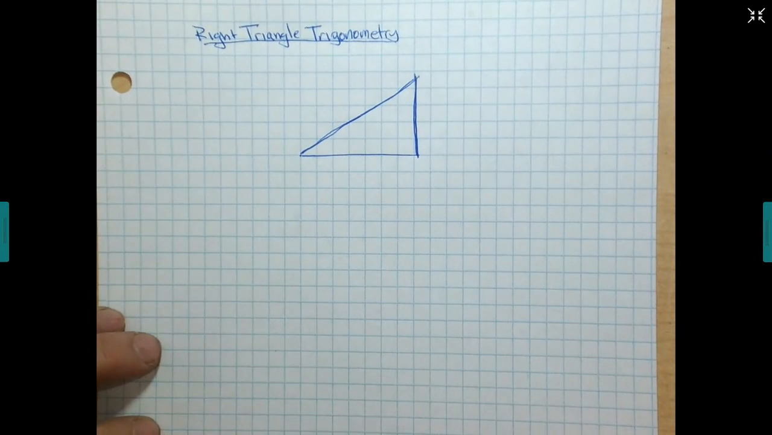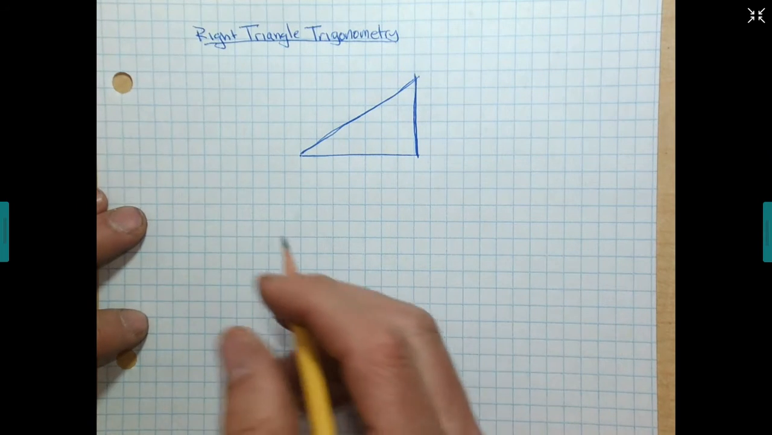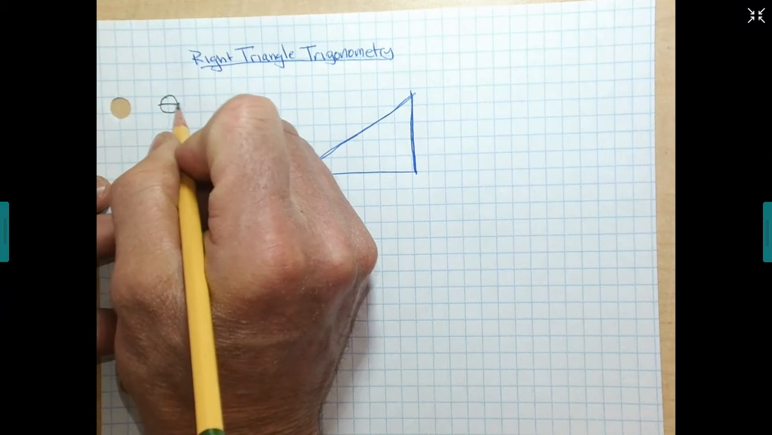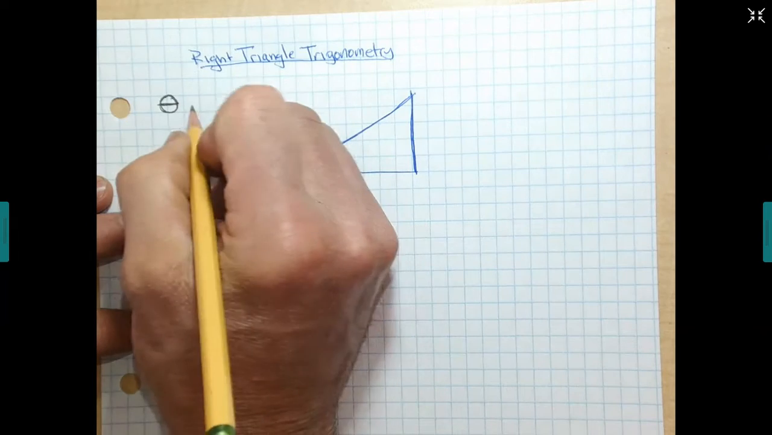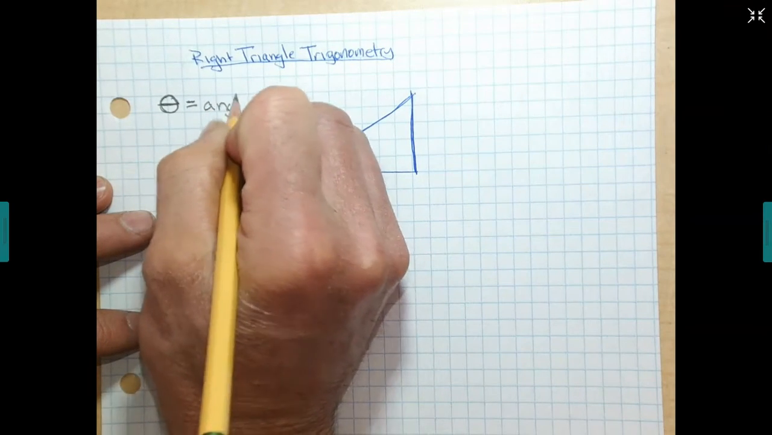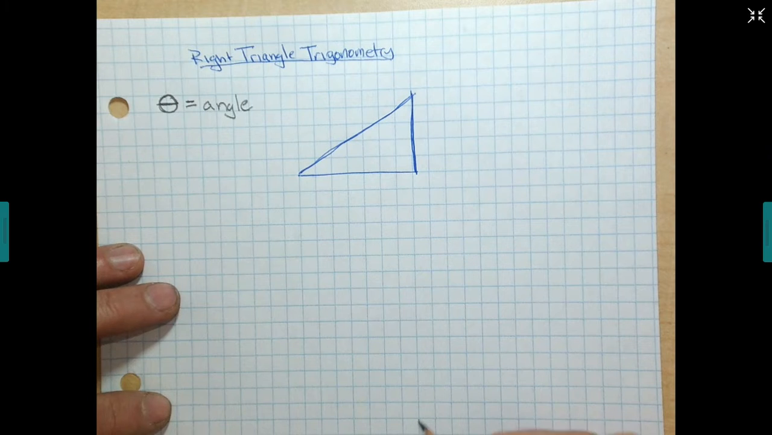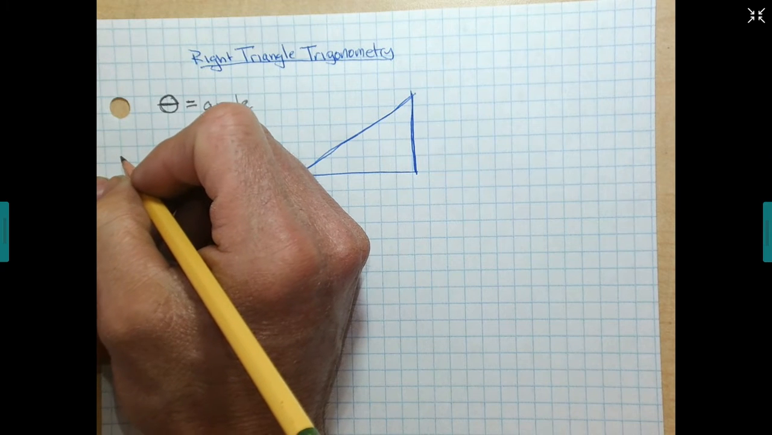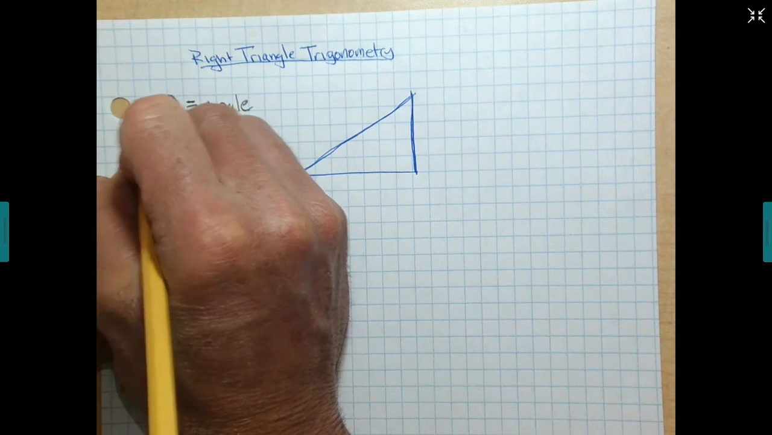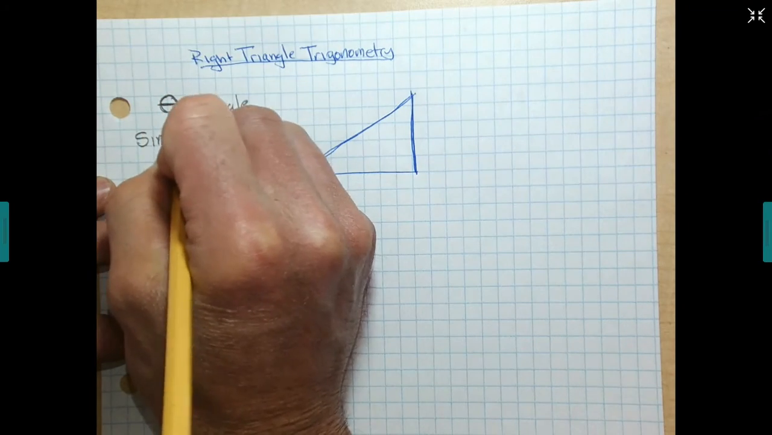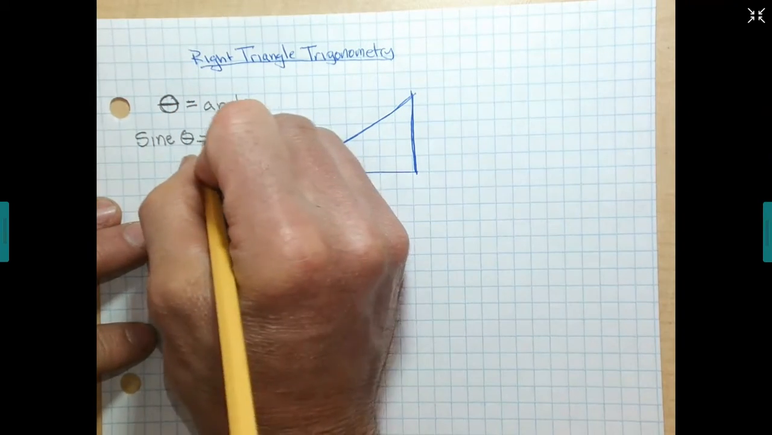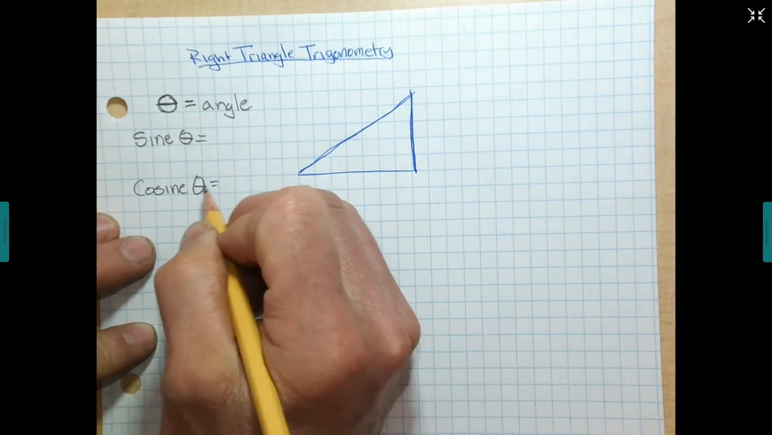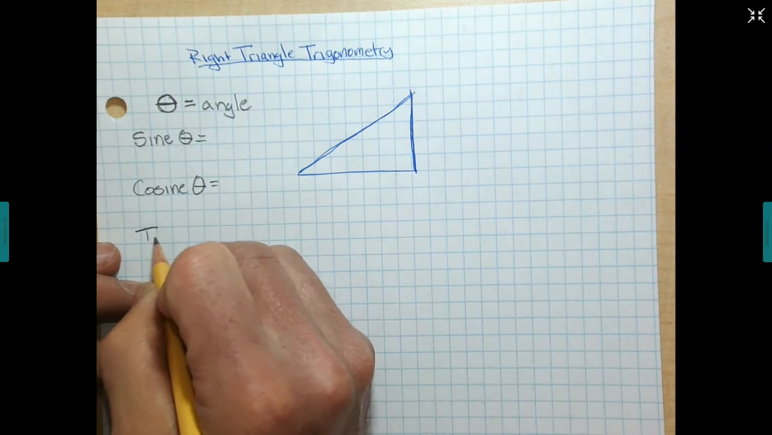The first thing we're going to do is get some basic definitions down. This symbol, I believe it's called theta, means angle. So here are your three basic right triangle trigonometry ratios: sine, cosine, and tangent.